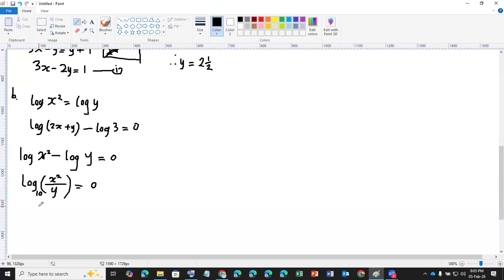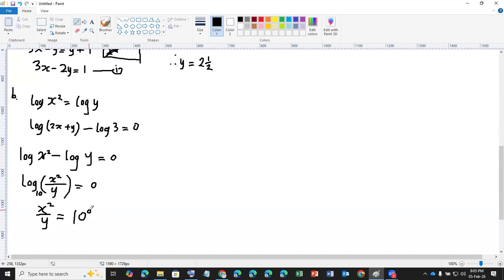The logarithm of x squared over y to base 10, you can put your equal sign, to base 10 is 0.